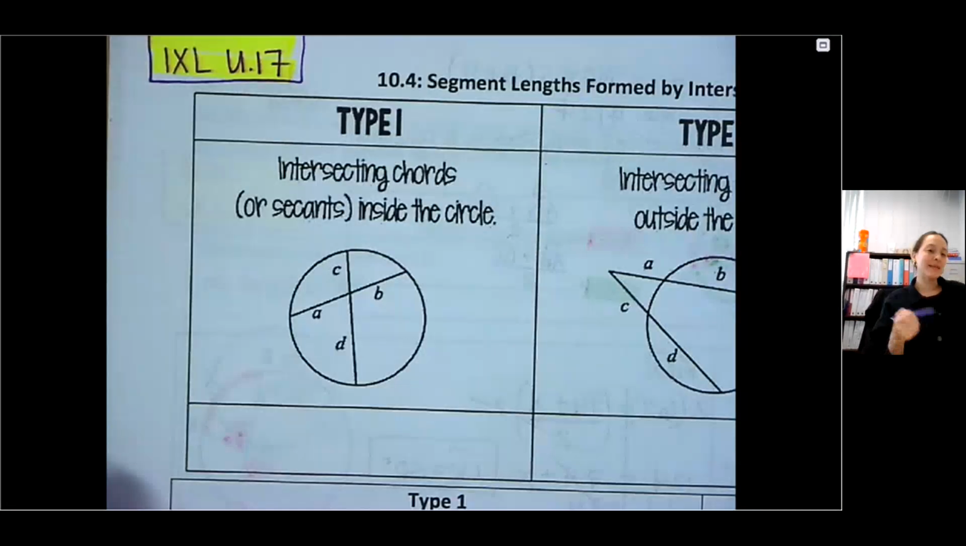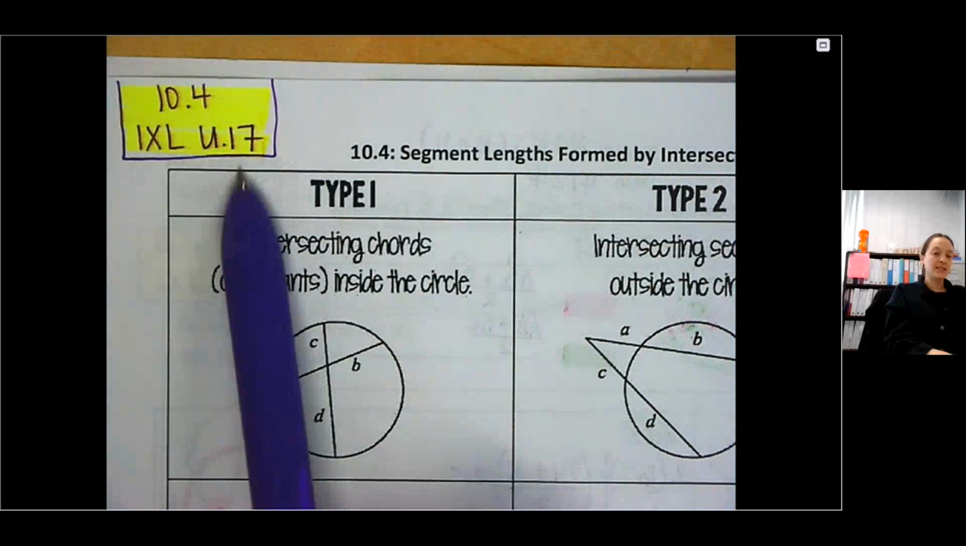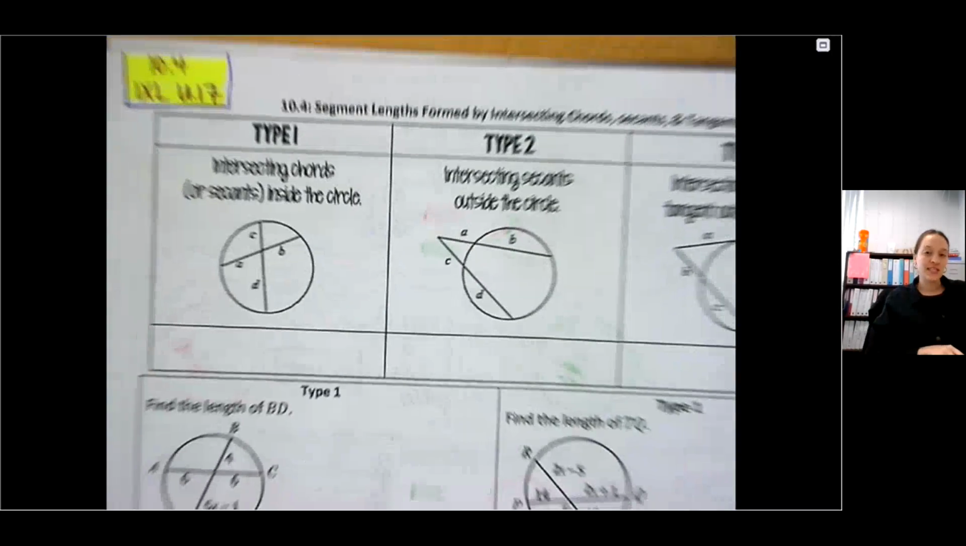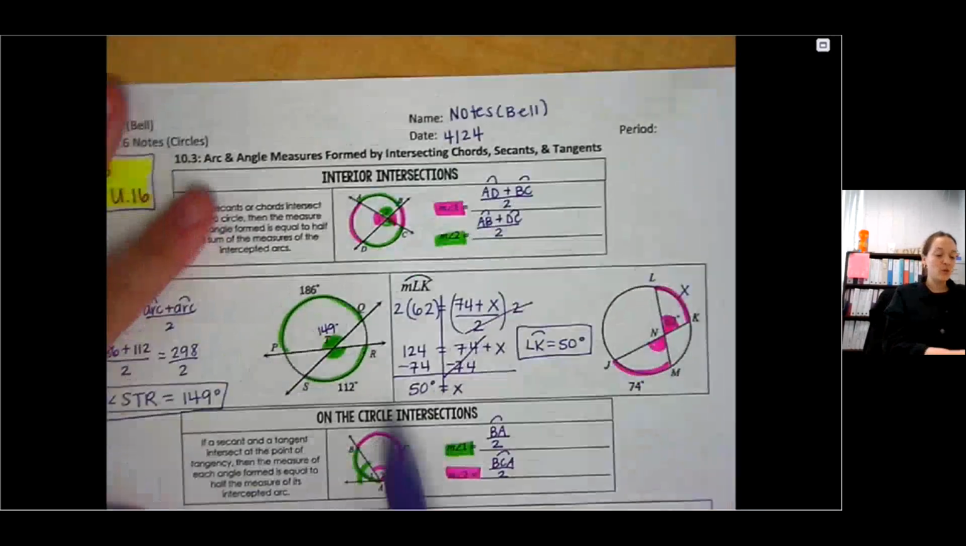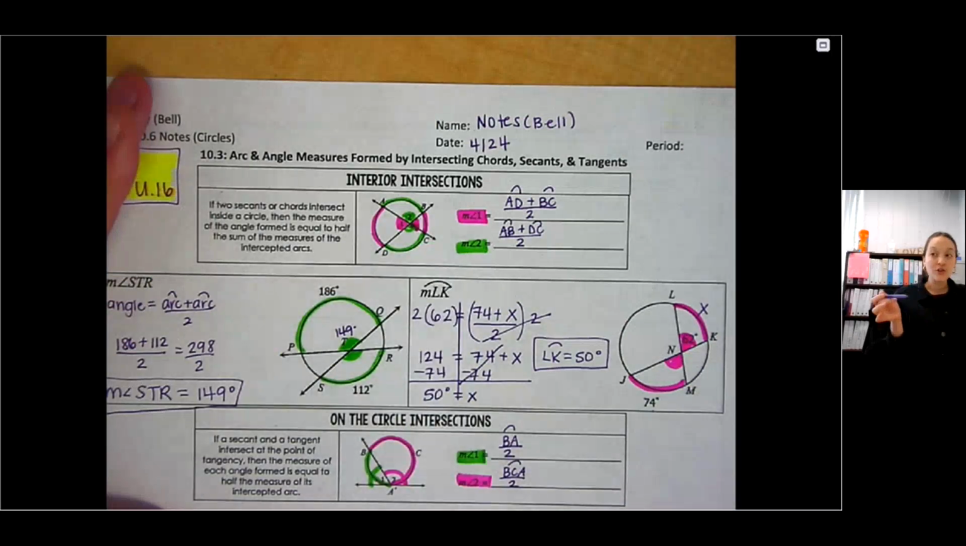So on the back is section 10.4, which is all about segment lengths this time. And this one goes with IXL U.17. So the front side that we just did was talking about angle measures, right? So we're talking about like if you were to measure these with a protractor, right? We're talking about degree measures.